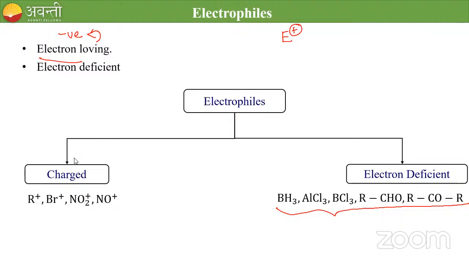BH3, AlCl3, BCl3. And for aldehyde, RC double bond OH, this carbon is the electrophilic center. And for ketone, RC double bond OR, this carbon is the electrophilic center. So these are the electron deficient electrophiles. All of you should know the definition and the types with examples. What are electrophiles? Electron-loving species, positively charged species, and electron deficient species.